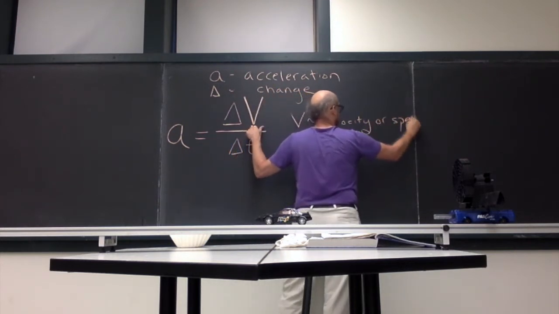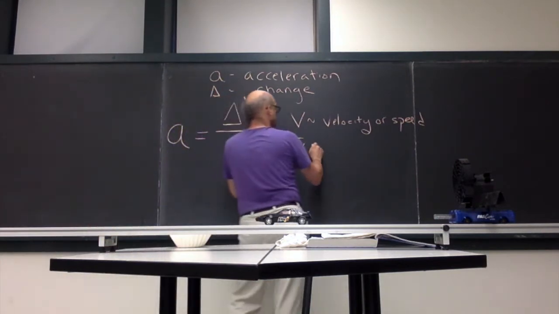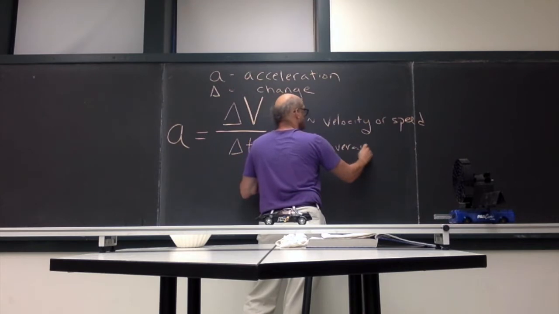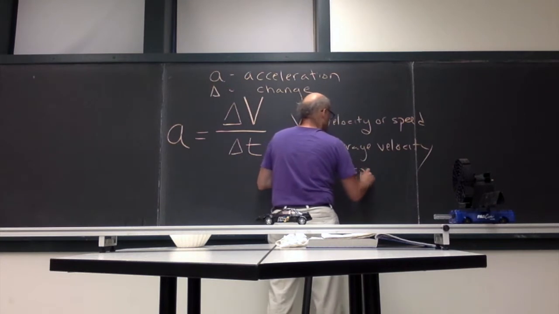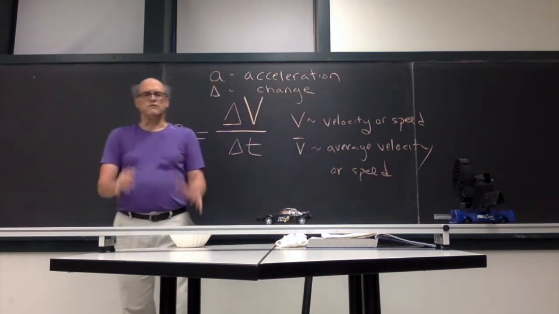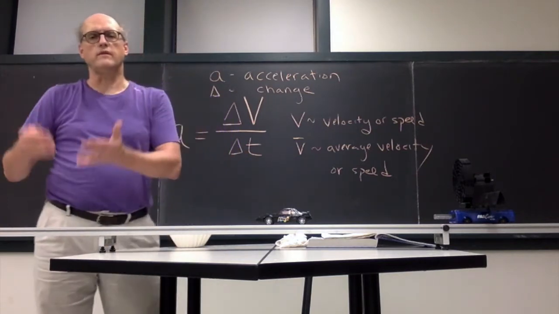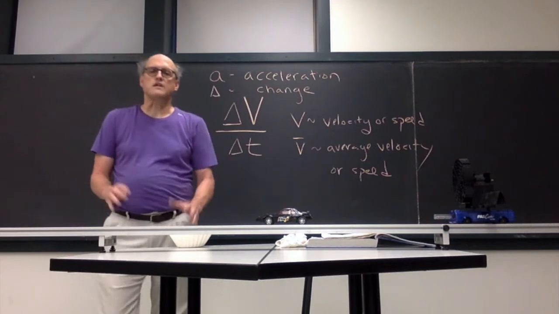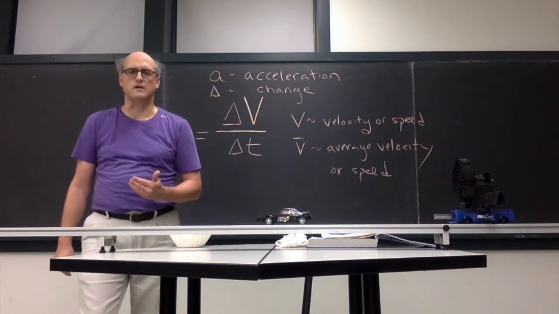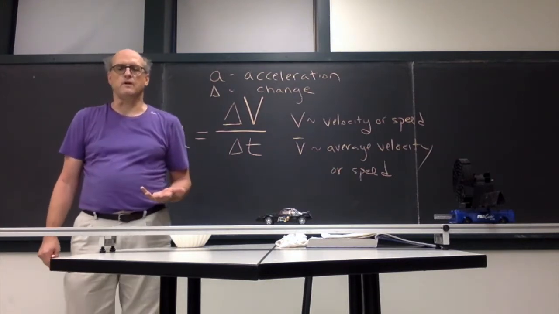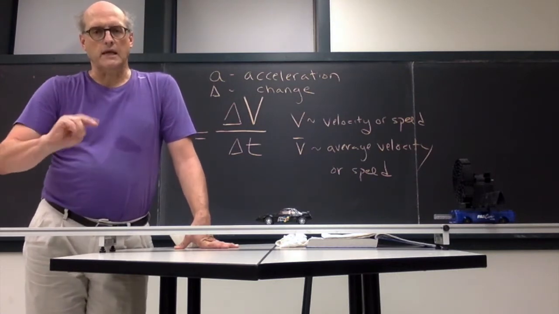or speed. If we put a bar on top of it, that stands for average velocity or speed. Recall the difference between velocity and speed, right? Velocity is speed with direction. Velocity is defined as the displacement of an object over the time interval, whereas speed is defined as simply distance over time. So velocity is a little bit more complicated than speed.